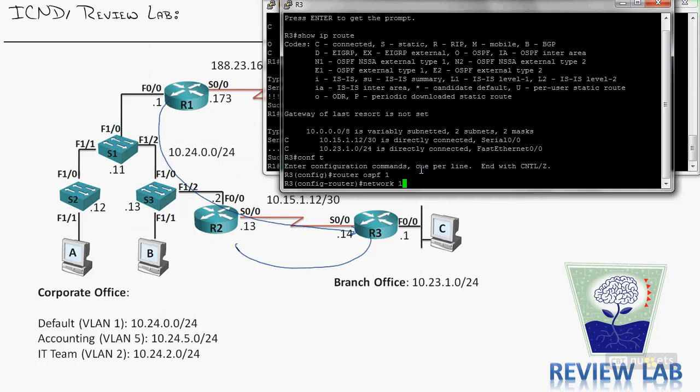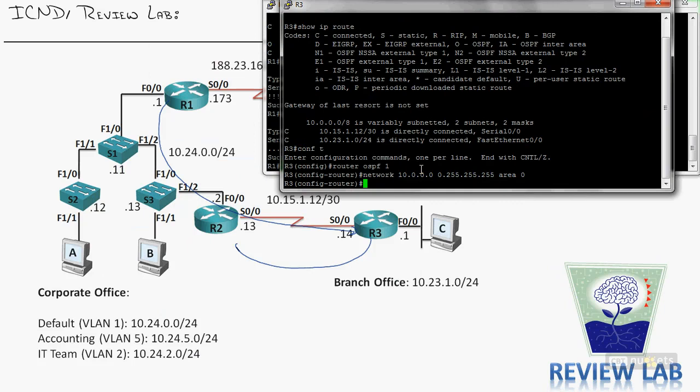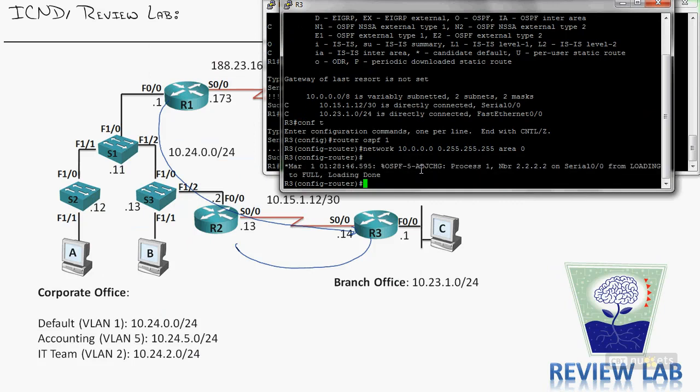Network 10.0.0.0, 0.255.255.255, area 0, right? Which now it will form a neighbor relationship. Ooh, I forgot to set the router ID. We'll do that. But it'll form a neighbor relationship with router 2. So router 2 should now be able to see this network, which it didn't previously know about.